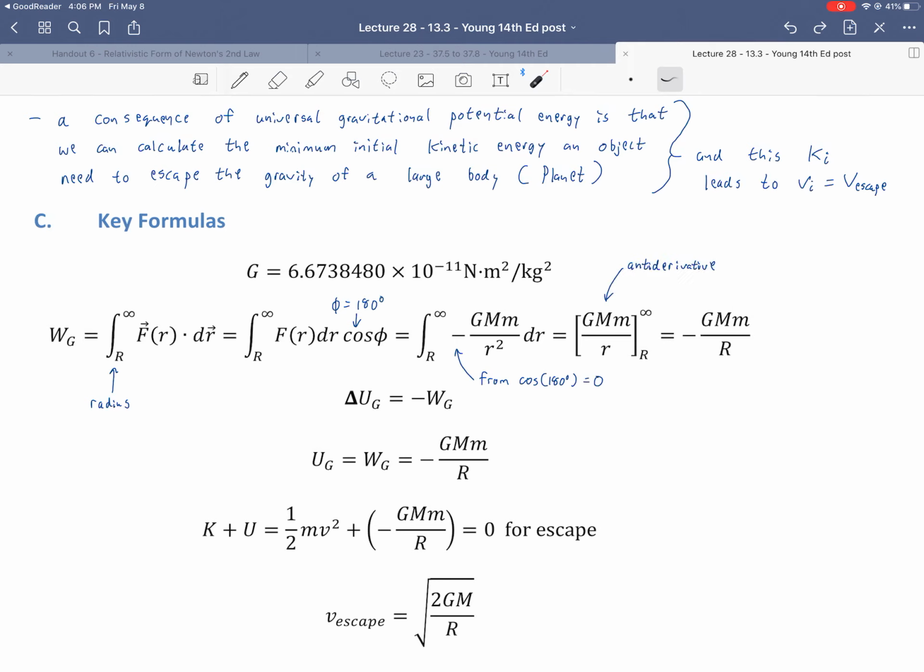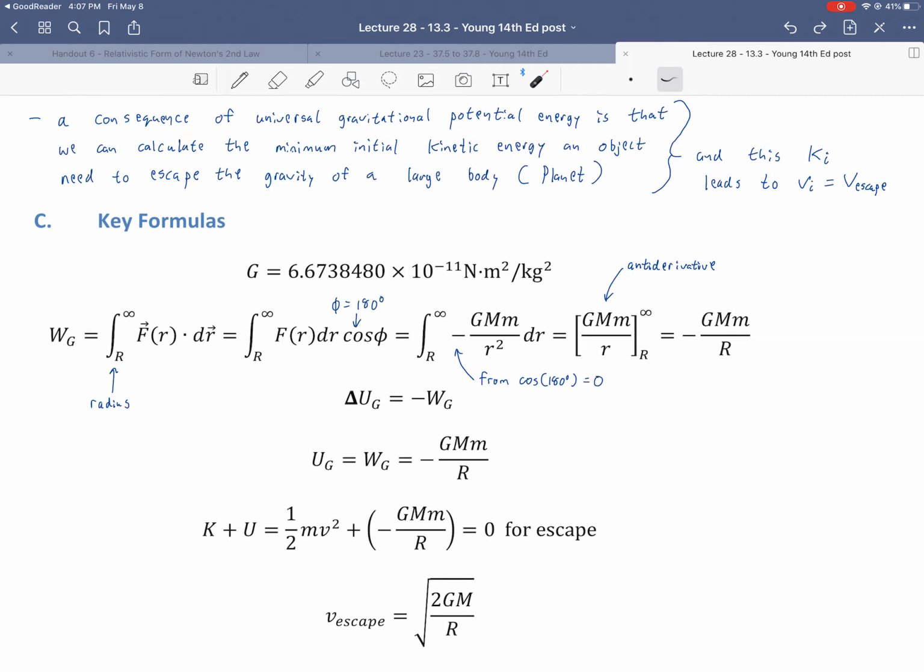Okay? So then I do the antiderivative. When I do the antiderivative of this particular power, r to the negative 2, with respect to r, well, I pick up a negative. So that means the negative that we got from the cosine of 180 multiplied by the negative from the antiderivative becomes a positive. Okay? But then we're going to evaluate our limits, right?